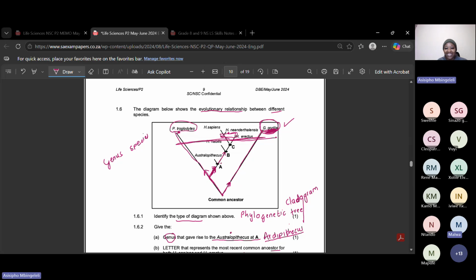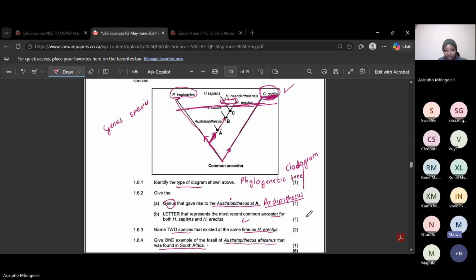Okay, ma'am, in 1.6.2, they didn't underline the Australopithecus. Why didn't they underline? Oh, then okay, I've underlined. They said that a scientific name, when it's typed, will be in italics, it won't be underlined.